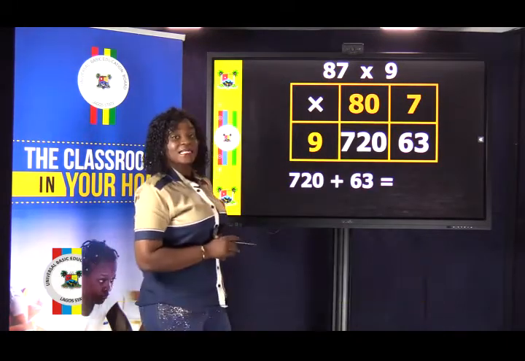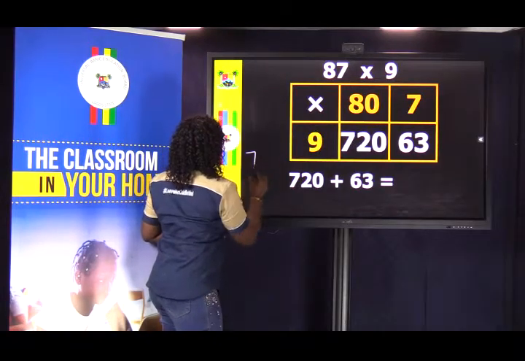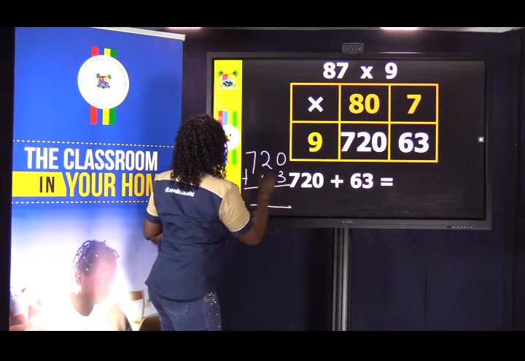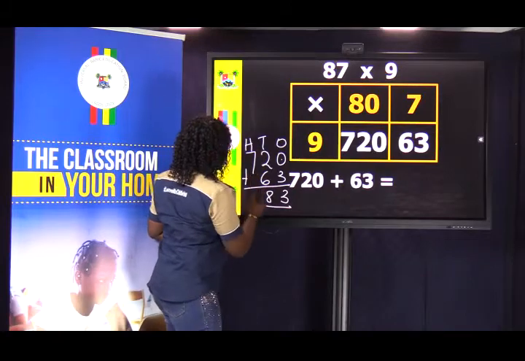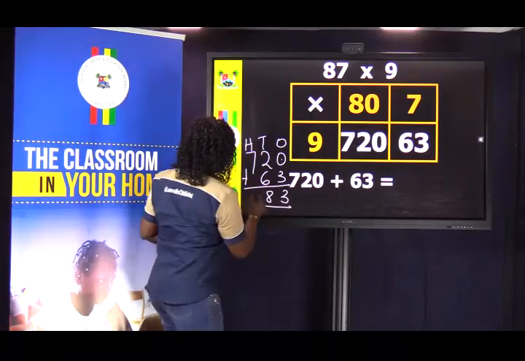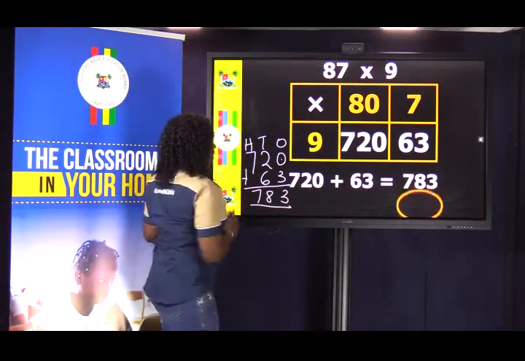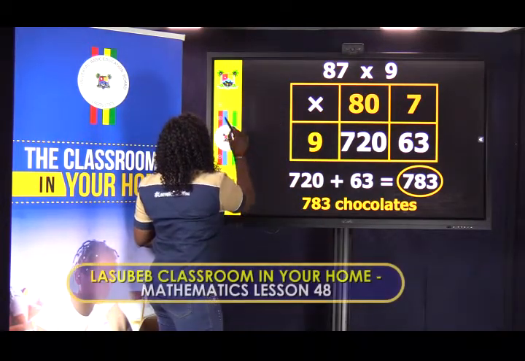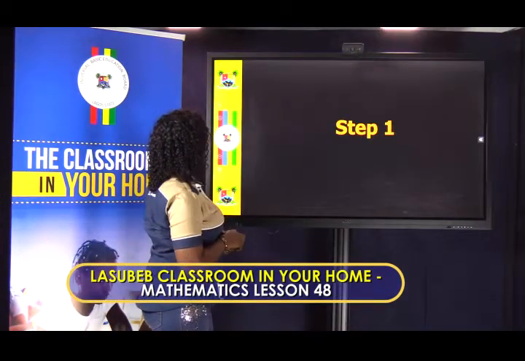We are going to add 720 to 63. So let's see. 720 plus 63. Remember, we are adding under the hundreds, tens, and ones. 0 plus 3 is 3. 2 plus 6 is 8. And 7 under the hundreds column plus nothing is 7. So how many chocolates are in 9 boxes? We have 783 chocolates. Yes, solution 1 we have read before now.